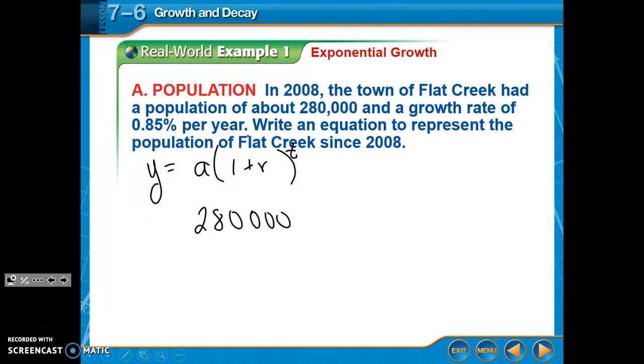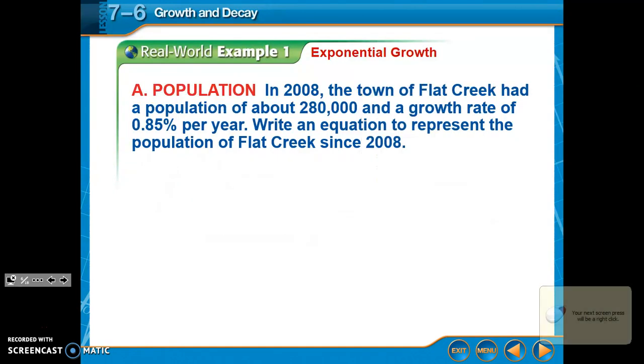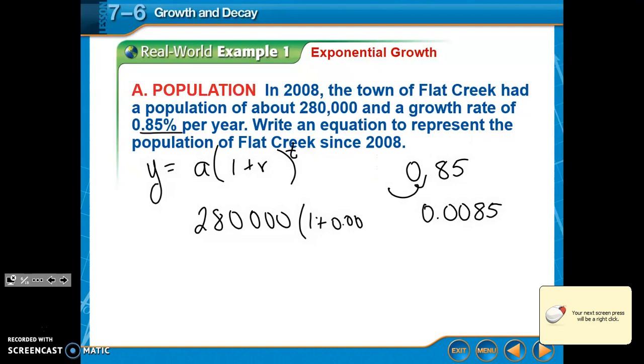Okay, and then it has a growth rate of 0.85%. Now, this is a percent. We want to write it as a decimal. So to go from a percent to a decimal, if you guys remember, we want to move the decimal twice to the left. So this is going to be the same thing as 0.0085. That's what I'm putting in for r. So this is going to be 1 plus 0.0085. And then this is to the power t.